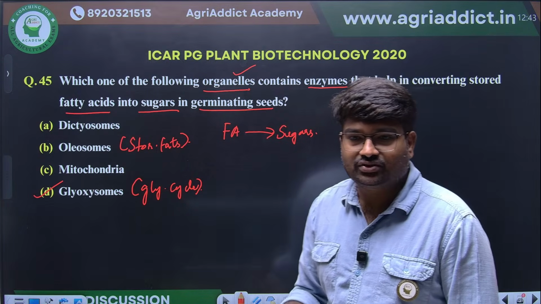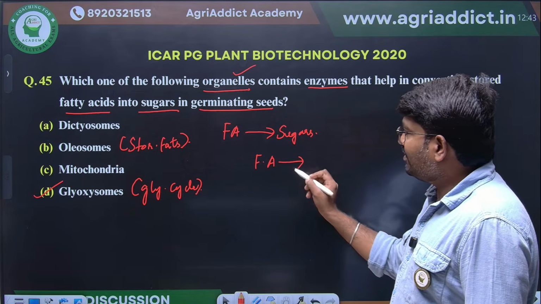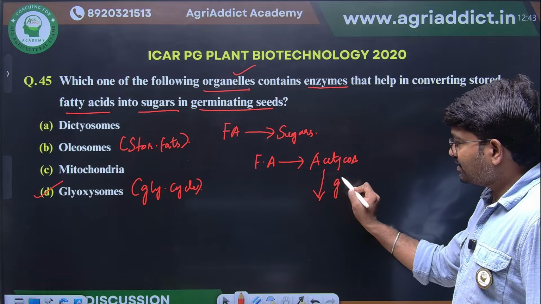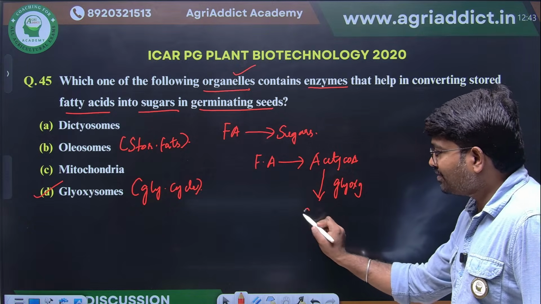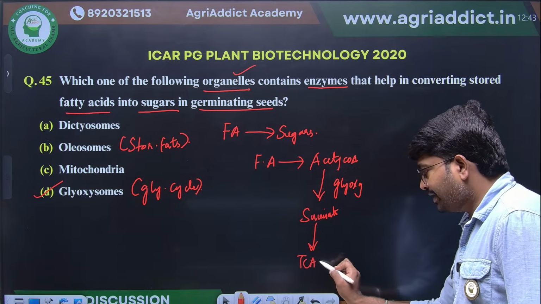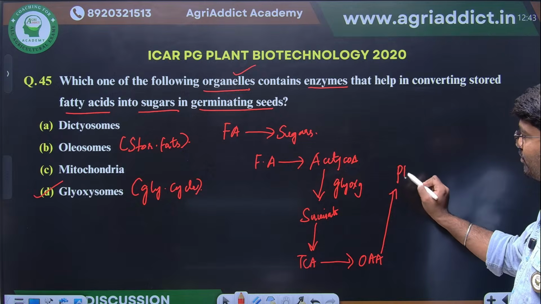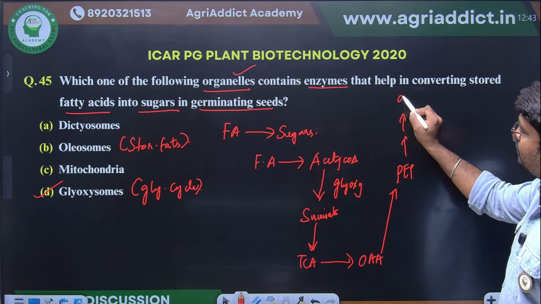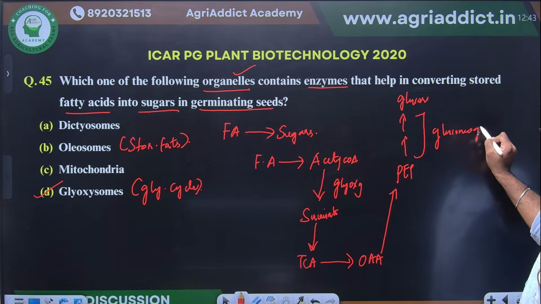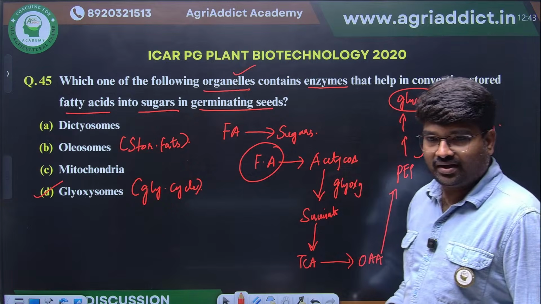How will it happen? This is also an important point. I already told. If fatty acids are there, they will be converted into acetyl-CoA. This acetyl-CoA will enter the glyoxysome. Here it will convert into succinate. This succinate will enter the TCA cycle. That will lead to formation of oxaloacetate. This oxaloacetate will be converted into PEP. This will be converted into glucose by gluconeogenesis. Clear? So by this the fatty acid is converted into glucose molecules in germinating seeds.